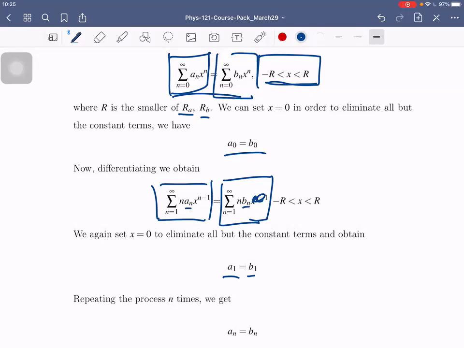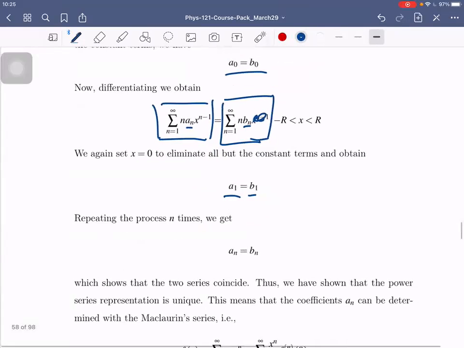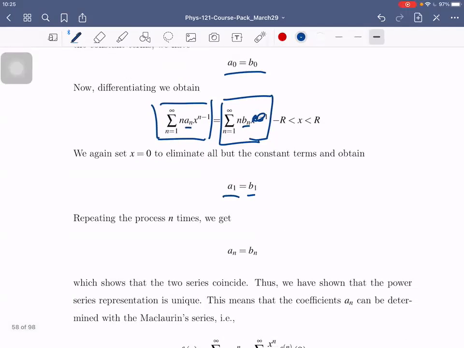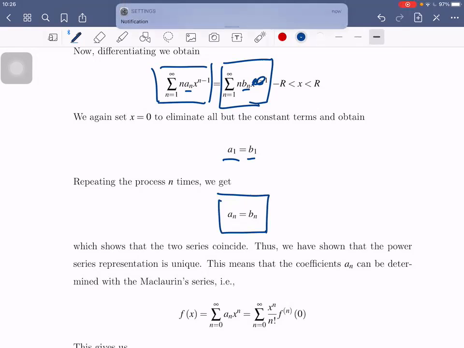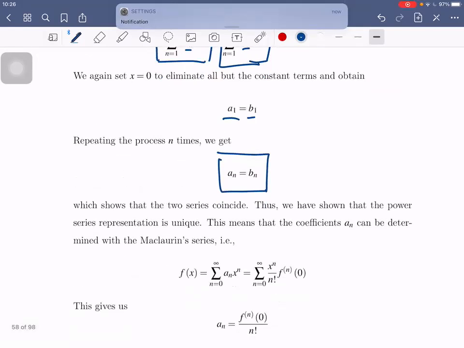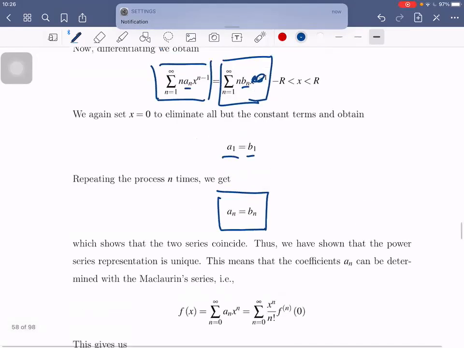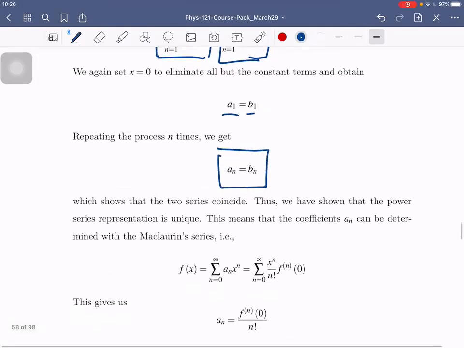Okay? So, repeating yung mga processes na yun, we can show na ang a sub n is definitely equal to b sub n. Meaning, the same lang or nagko-coincide lang. So, we have shown that the power series representation is unique. Meaning, wala siyang kaparehas. Okay? So, this means that, bakit ba importante ipakita natin na unique? Ang ibig lang sabihin nun, we can generate yung mga coefficient.